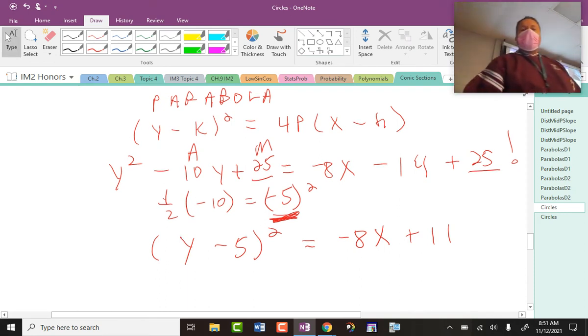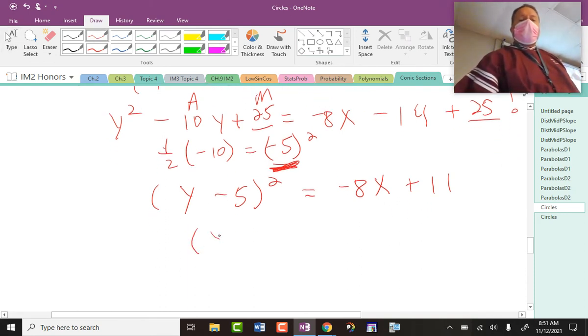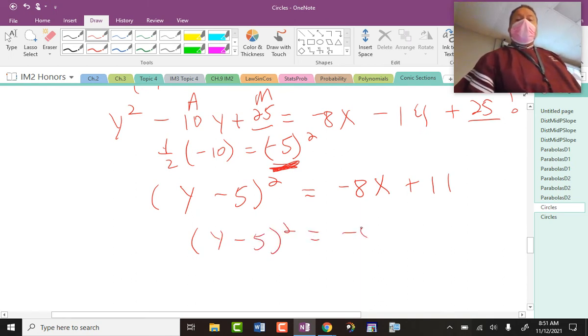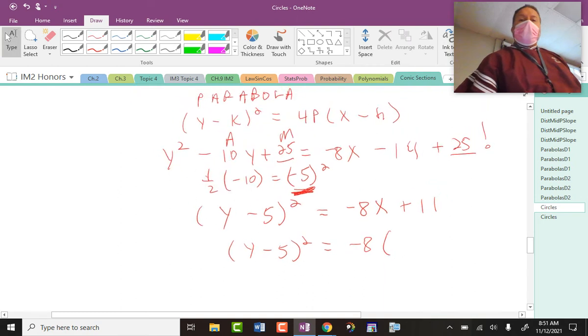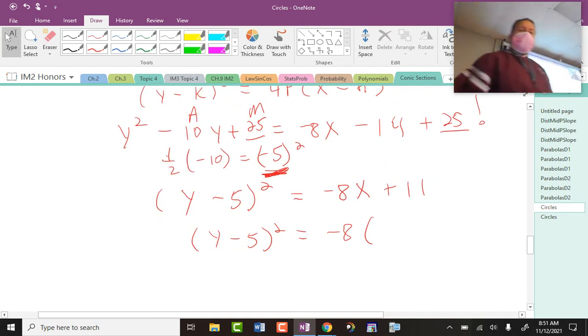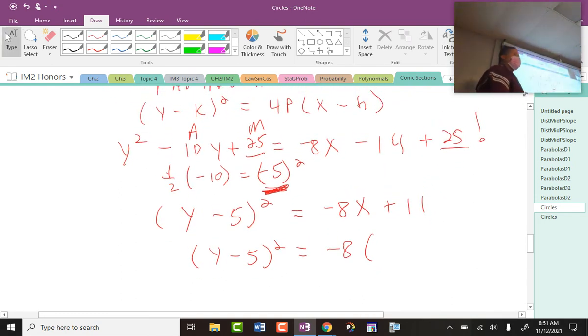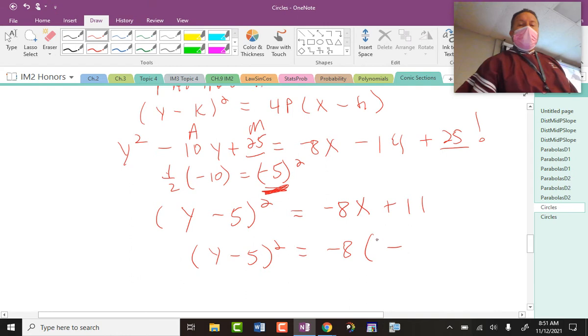Okay, and now I take that -8 and factor it out because that's what the format looks like. 4p times (x minus h). I don't know what the h is. I have to factor out that -8. So what does 11 become? It's actually very simple. Sorry, 11/8.